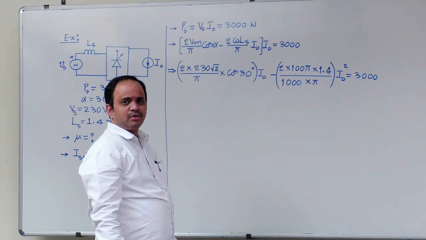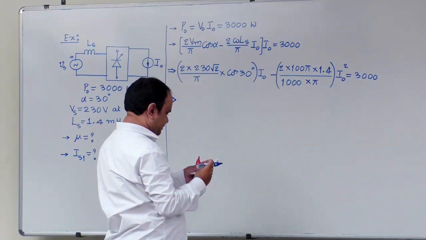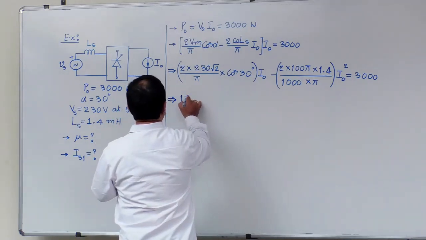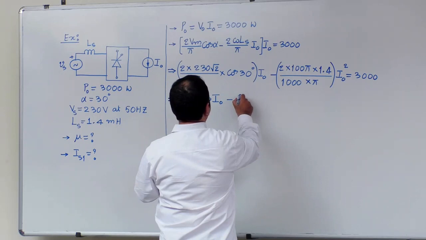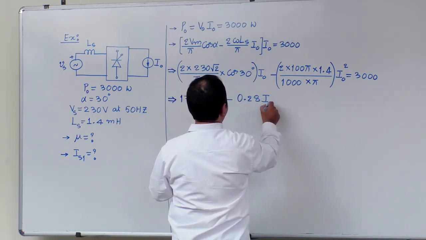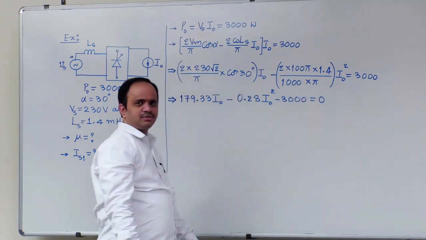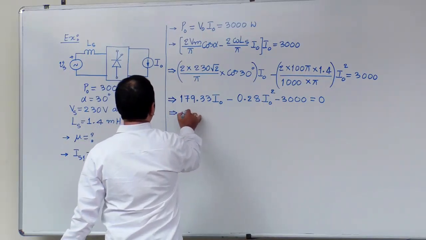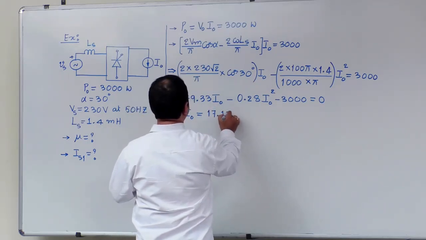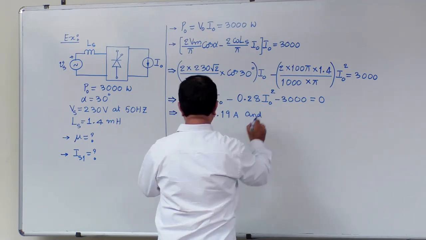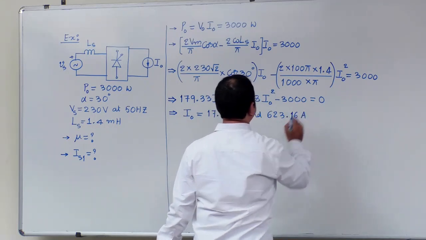Now we have one quadratic equation. The simplification is 179.33 I naught minus 0.28 I naught square minus 3000 is equal to 0. By solving this quadratic equation, I will get two values, 17.19 ampere and 631.16 ampere.